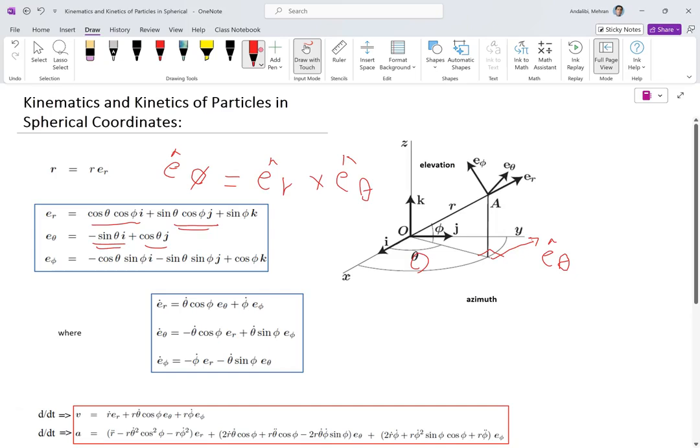And if you do it, i cross j is going to be k, so you're going to get cosine squared of theta times cosine phi, correct? And then here you have j cross i, and j cross i is negative k, but this one has another negative, so it becomes positive, and it's going to be sine squared theta times cosine phi.